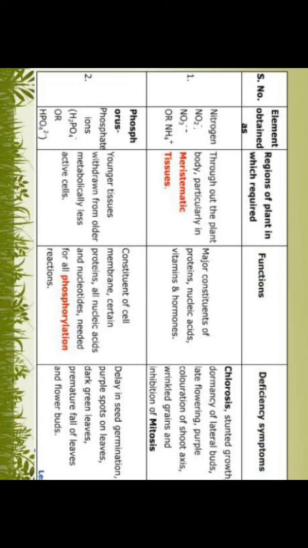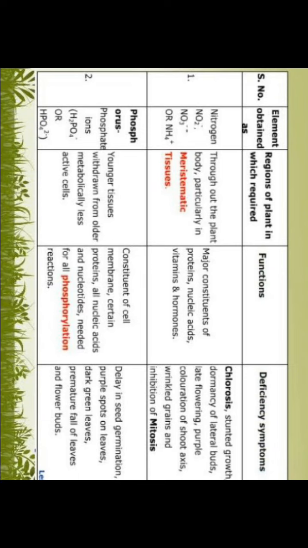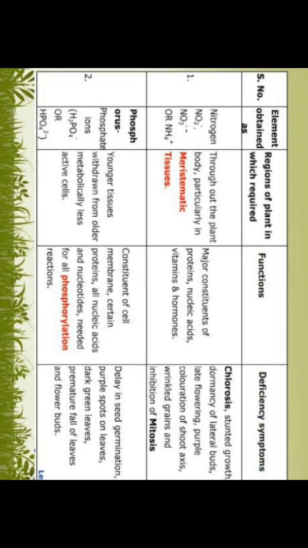Constituent of cell membrane, certain proteins, and all nucleotides and certain nucleic acids, needed for all phosphorylation reactions. Then one more important point, deficiency symptoms: delay in seed germination, purple spots on leaves, dark green leaves, and premature fall of leaves and flower buds.